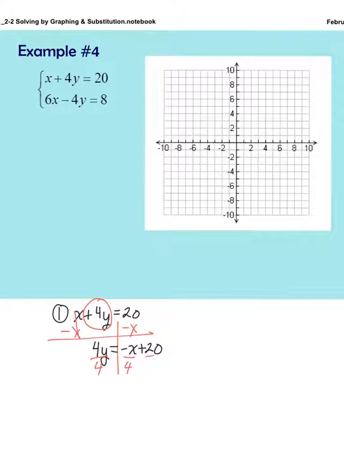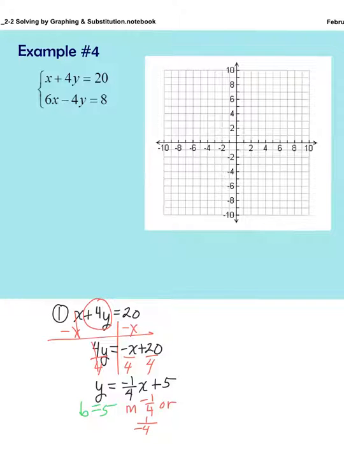Don't forget to divide everything by 4. Taking the x out of the fraction, you have a negative up top, which means you have a negative 1 and a 4 in the denominator. 20 divided by 4 is 5. So my y-intercept is 5, and my slope is negative 1 over 4, or 1 over negative 4.